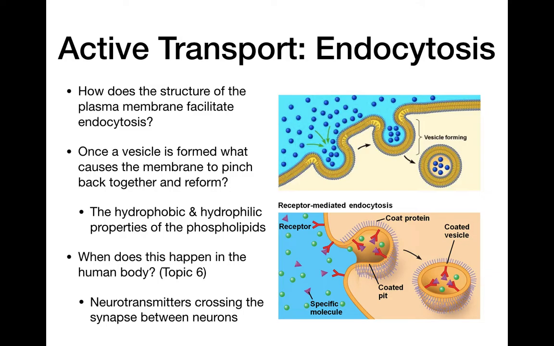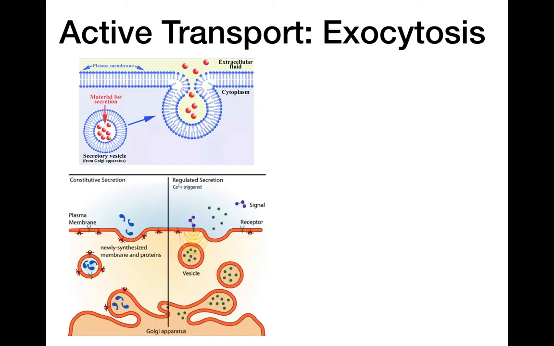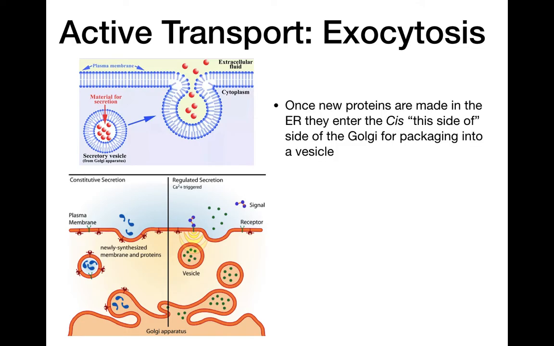Now, the opposite of endocytosis, can you guess what that's called? You got it, exocytosis. So exo means outside, cyto is the cell, and osis is a process. So it's the process of moving things outside the cell. This happens a lot in relation to the Golgi apparatus. Once we're making new proteins in the endoplasmic reticulum, think back to 1.2 and all those organelles, they're going to enter the cis side of the Golgi for packaging. Cis means this side, or the same side, and they'll be packaged there into a vesicle.